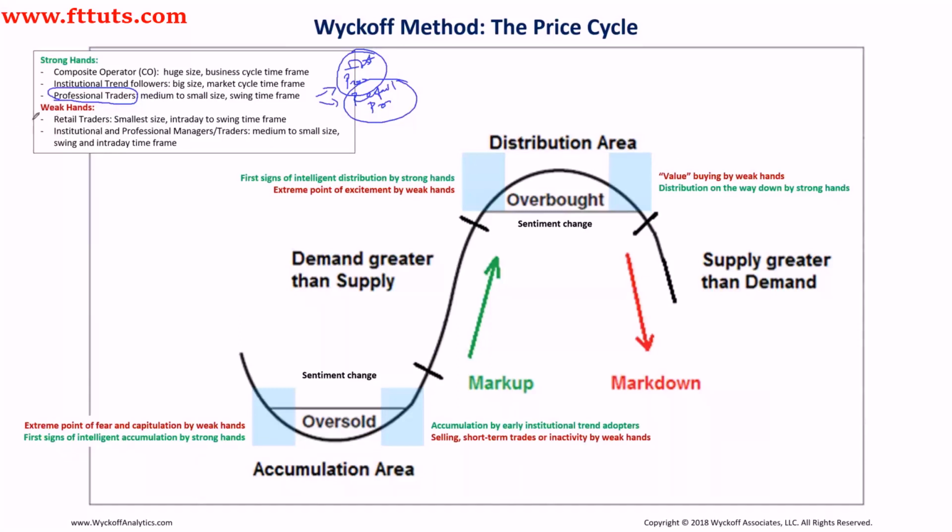On the weak hands side, we're still going to talk about the retail traders as the public, but we also will talk about institutional and professional managers. And I mentioned to you just a minute or so ago that those people could be wrong too. Our first assumption, when we started studying Wyckoff methodology, was that strong hands, institutional hands, are always correct. Well, that's not right. I've seen it myself.